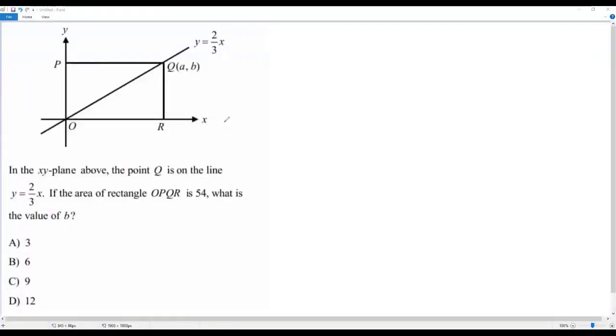Here we have a SAT math problem. Okay, let's go to the question. In the xy plane above, the point Q is on the line y equals 2/3 times x. If the area of rectangle OPQR is 54, what is the value of B?